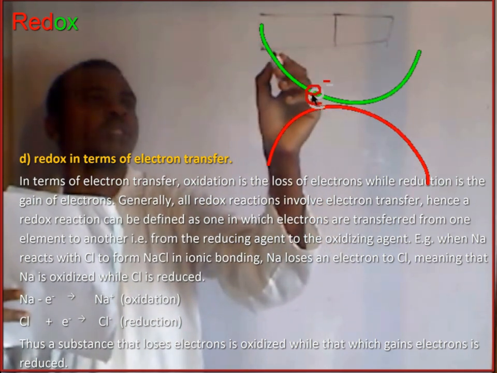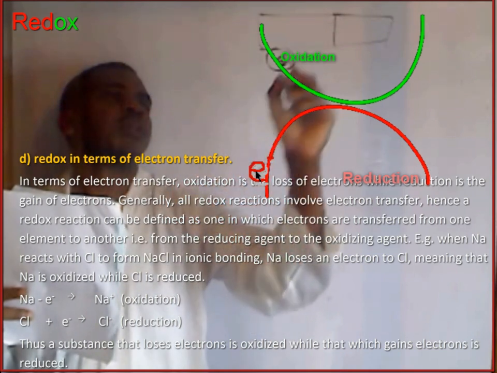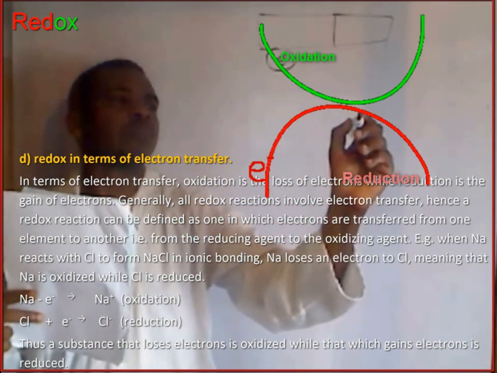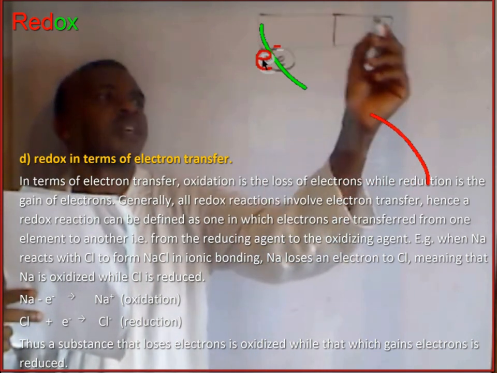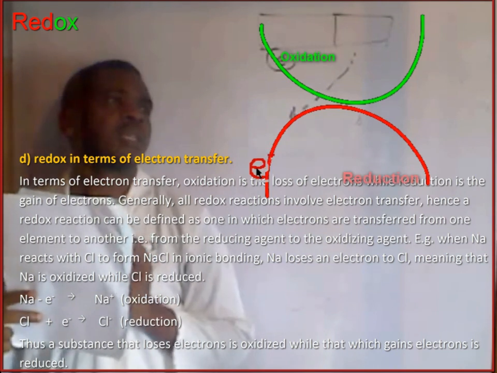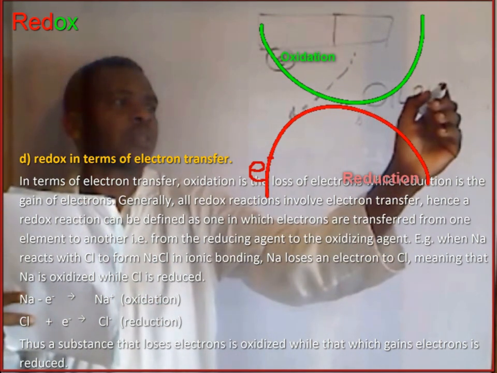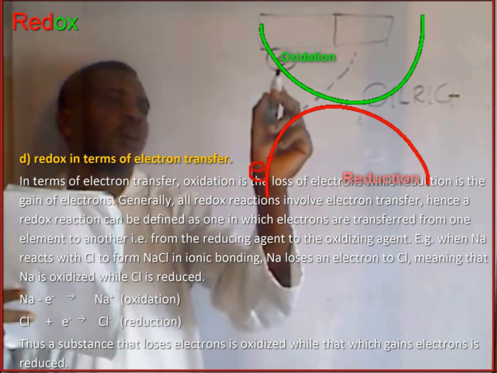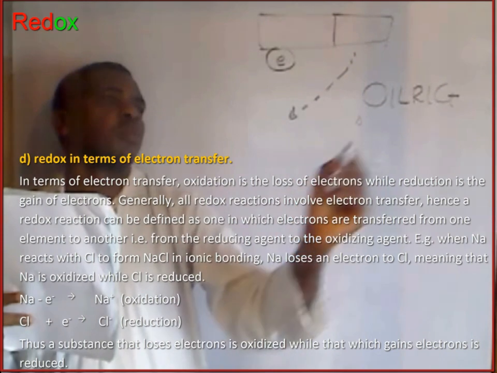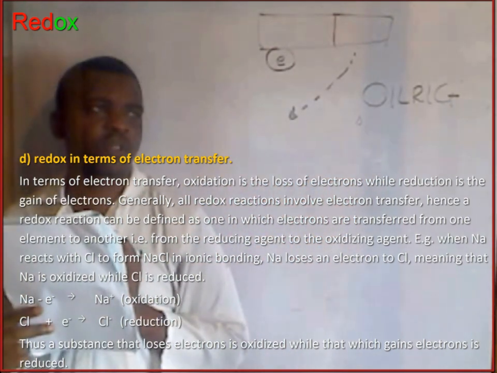Oxidation is loss of electrons, while reduction is gain of electrons.